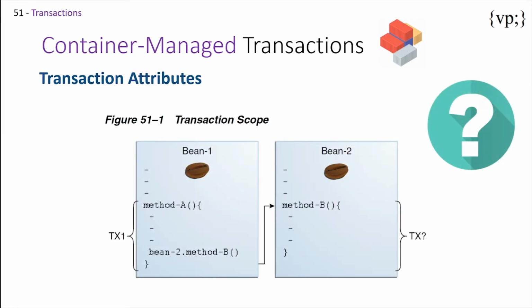So let's say a transaction is running method A and then it gets a call to bean method B. So what should the transaction do? Should it run method B within the scope of the transaction? Or does it create a whole new transaction for method B? Well, the answer depends on the transaction attribute of method B.